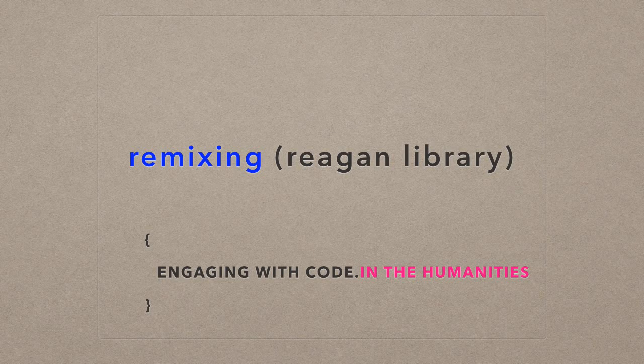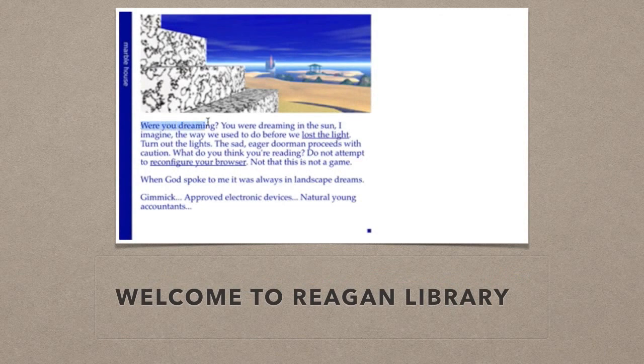When we first encountered Stuart Mothrop's Reagan Library, we were befuddled. The first page, headlined by a mist-like image, read, "Were you dreaming? What do you think you're reading? Do not attempt to reconfigure your browser." The whole thing seemed inscrutable.